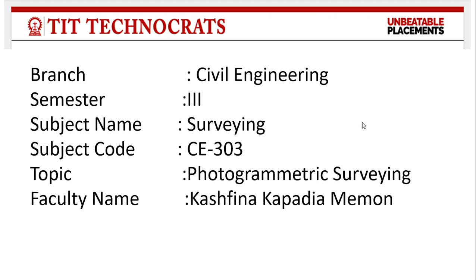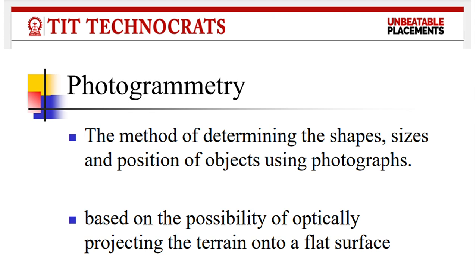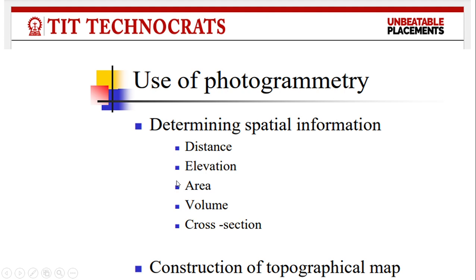Today I am going to explain to you about the photogrammetric survey. Photogrammetry is the method of determining the shape, size and position of objects using photographs. It is based on the possibility of optically projecting the terrain onto a flat surface. Photogrammetry is used to determine spatial information like distance, elevation, area, volume and cross section, and it is used for construction of topographical maps.